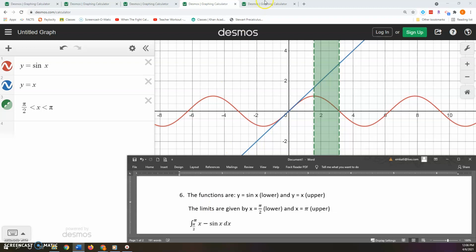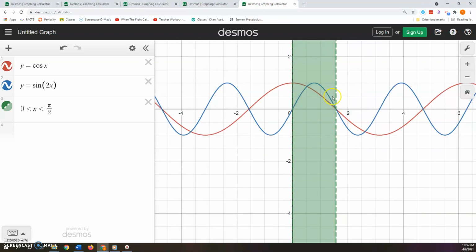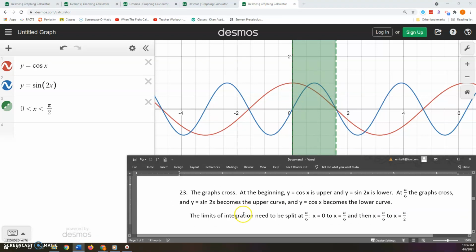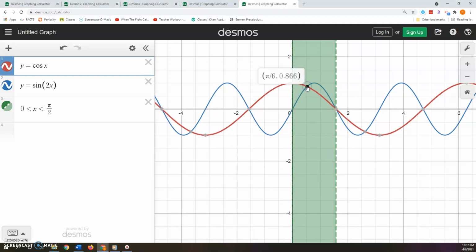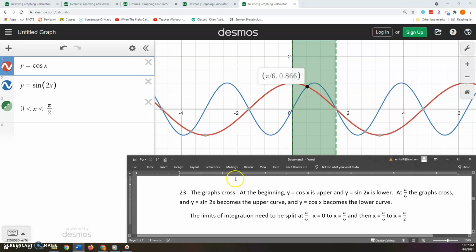Now we have one more to do, and this one's a special one. I picked this one because the graphs cross in the area that we're interested in. In number 23, they gave us cosine x and sine 2x from 0 to pi over 2. Now, 0 is here, pi over 2 is here, and notice the red function's above right here, but then the blue function is above right here. So we need to divide this up into two separate integrals with this point as our dividing line.